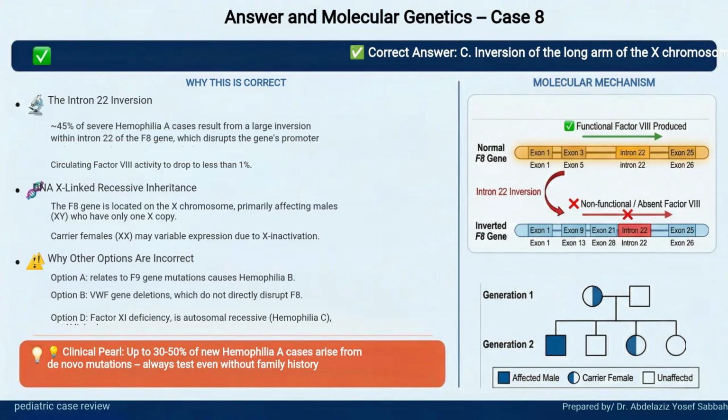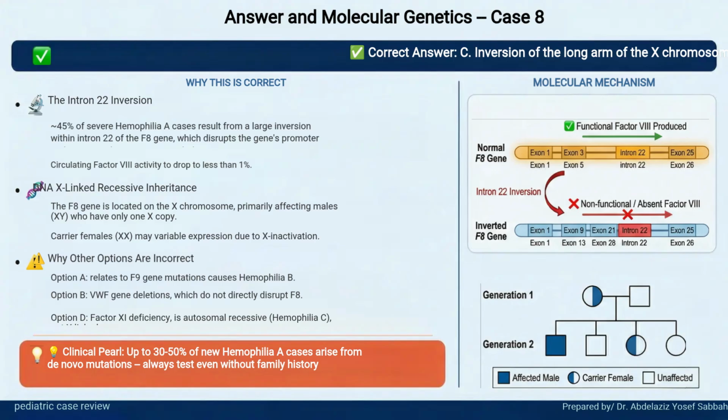The correct answer is option C, inversion of the long arm of the X chromosome disrupting the F8 gene. Approximately 45% of severe hemophilia A cases result from a large inversion within intron 22 of the F8 gene, which disrupts the gene's promoter region and prevents proper transcription, causing circulating factor VIII activity to drop to less than 1%. The F8 gene is located on the X chromosome, primarily affecting males who carry only one X copy. Carrier females with 2 X chromosomes may show variable expression due to X inactivation.